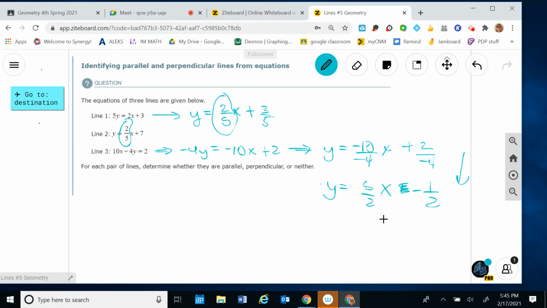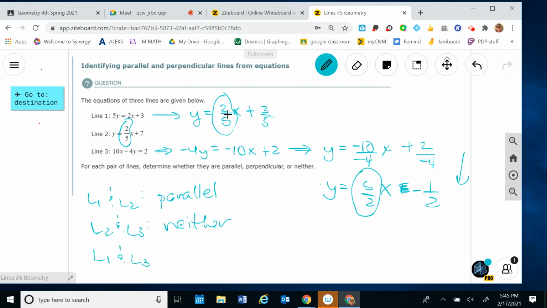You don't need the plus. We don't care. All we want is the slope. So now we have our slopes. Line 1 and line 2, look, 2/5 and 2/5. What are they? Parallel. Line 2 and line 3, neither, because there's no negative on there. Line 1 and line 3, 2/5 and 5/2, neither. Okay, and I think that's it for today's notes.